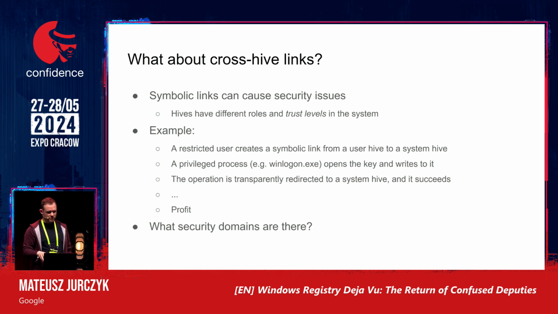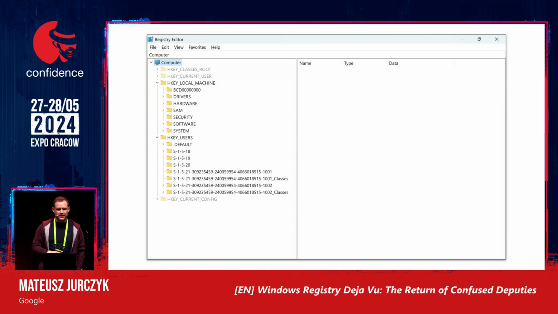So the question is, what security domains are there really in the Windows registry, and which connections between Hives do we really have to care about? So again, registry editor is super useful to analyze this. We only have to care about the HK local machine and HK users top-level keys here.